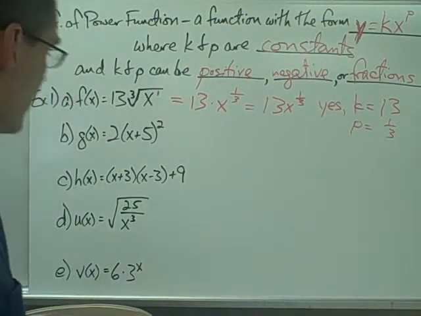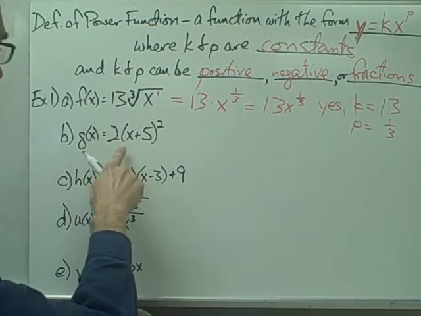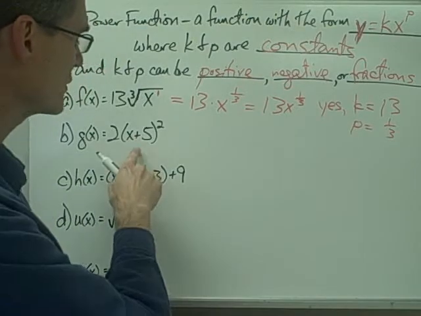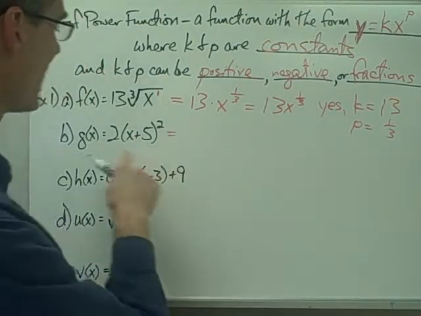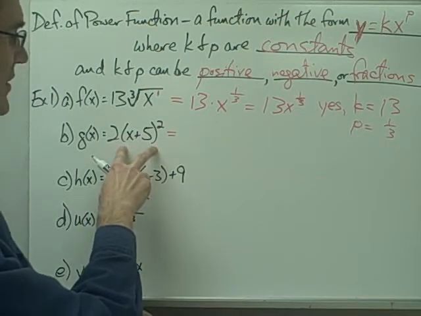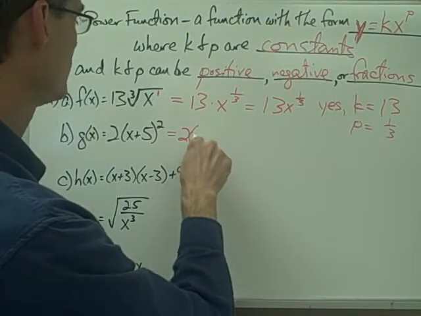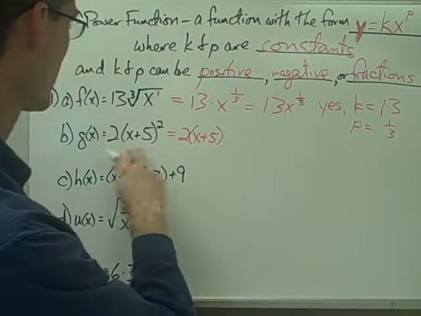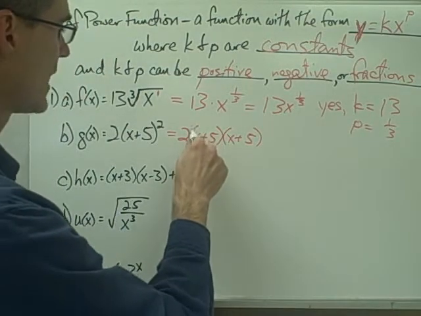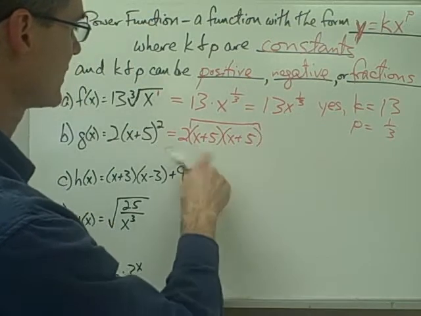Example 1b. Is this a power function? Well, it looks like this is going to be a function that has more than one term. So I suspect this is not going to be a power function. However, let me go ahead and multiply out, get rid of my parentheses so I can see if in fact this is going to be more than one term. 2 times x plus 5 squared means 2 times x plus 5 times x plus 5. I'm going to use my FOIL method here to multiply this out.